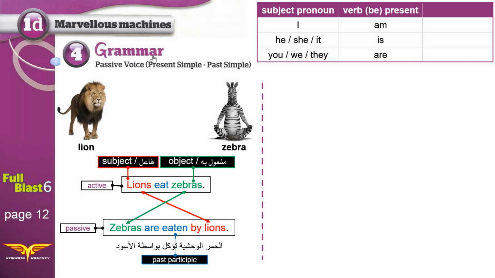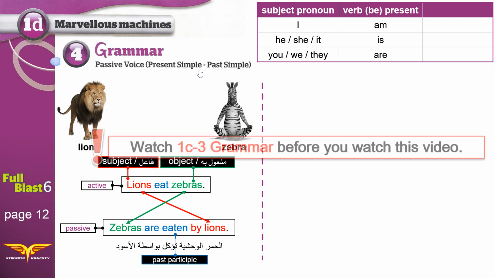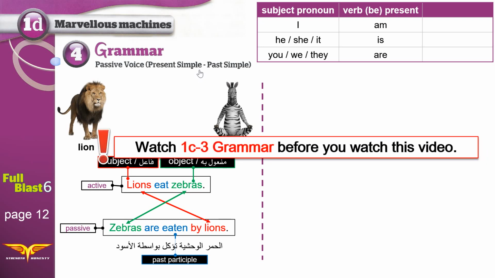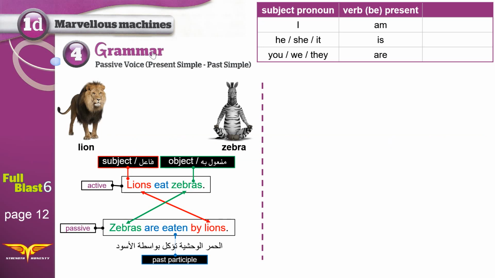4. Grammar. In today's video, we will learn how to use the passive voice in the present simple and the past simple. But wait a minute, isn't that what we learned in 1C grammar? Well, yes, we learned all about the present simple, and this is why, in case you missed that video, it is very important that you watch that video, 1C3 grammar, before you continue with this one, because in that video we discussed all about present simple. The new thing today is that we will learn about past simple.